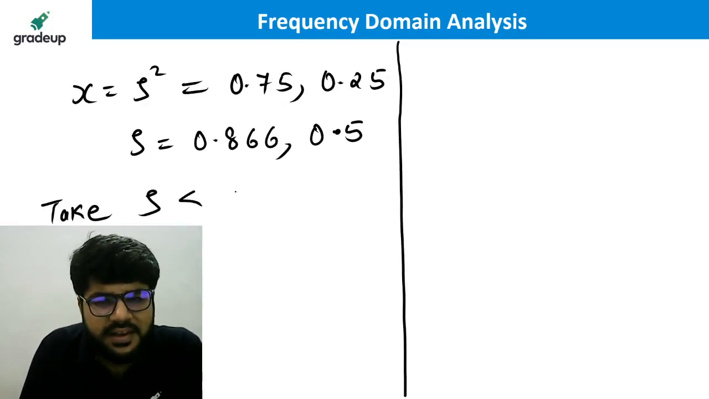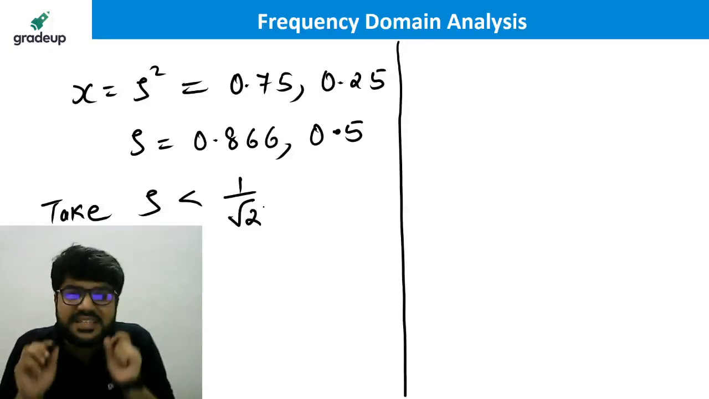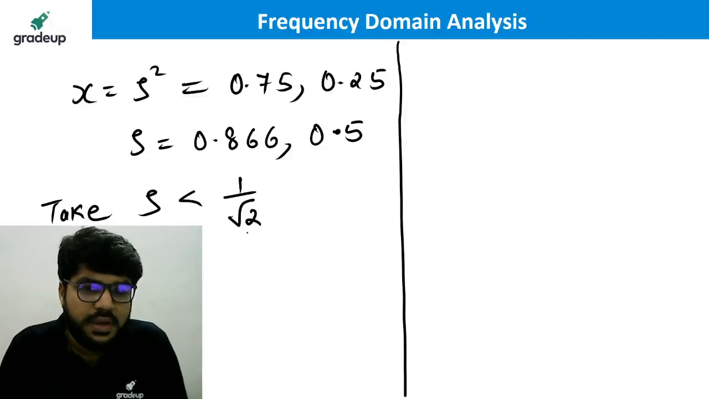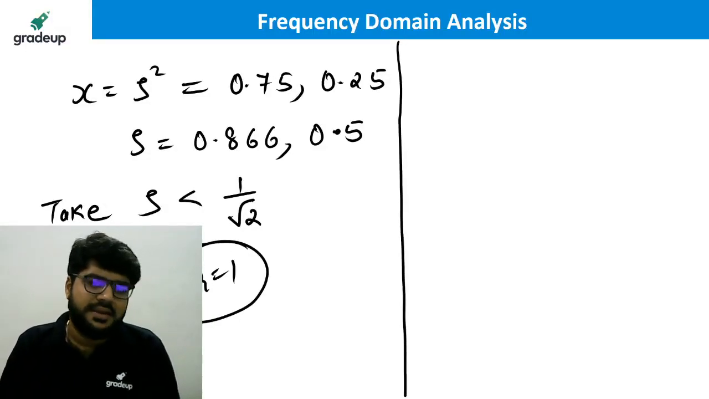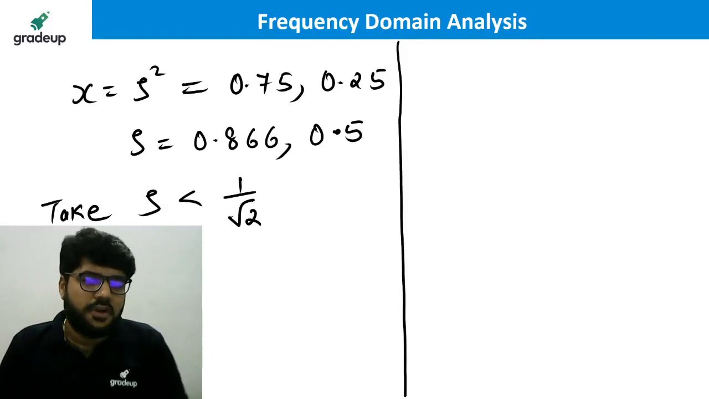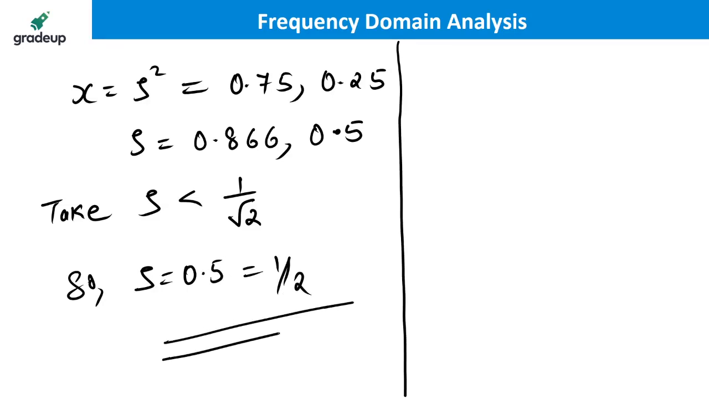You have to take the value of zeta which satisfies less than 1 by root 2, because if zeta is greater than or equal to 1 by root 2, then the resonant peak is only one answer, that is 1. So from here you have to neglect one of them. So the final answer of zeta is 0.5, that is 1 by 2, which is less than 1 by root 2. 1 by root 2 is 0.707.